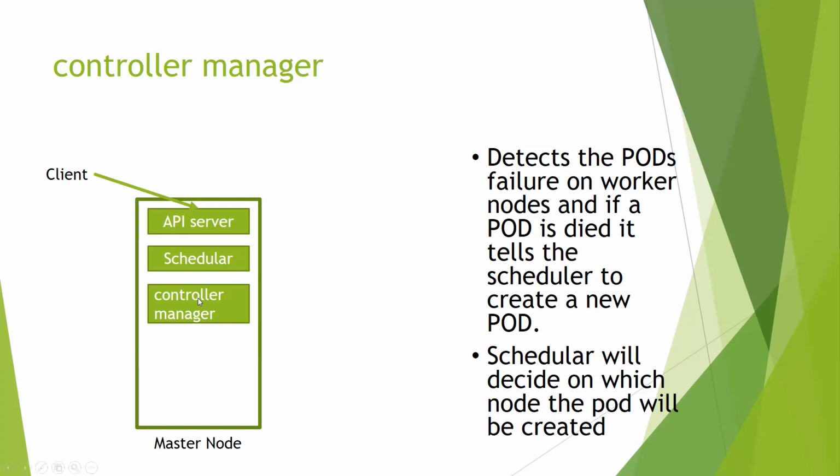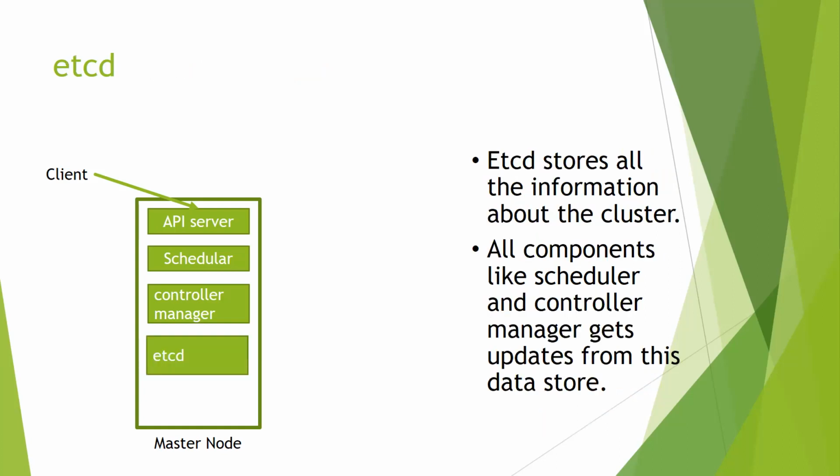So controller manager has the visibility what pods are destroyed, what pods need to be created, and it does it through scheduler which goes to the kubectl. And there is etcd, whatever you call etcd. So it's actually the brain. It stores everything inside its database.